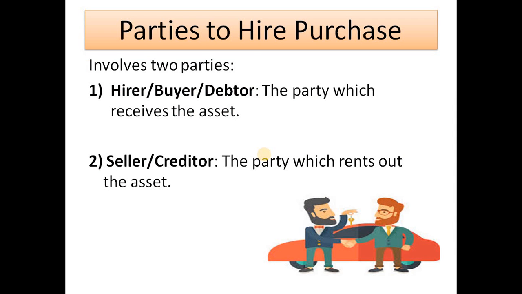Now we'll see who are the two parties involved in hire purchase. As I mentioned in the previous slide, the first party is the hirer, that is the buyer or debtor, the party which receives the asset, and the second party is obviously the seller or the creditor, the party who rents out the asset to the other party, that is the hirer. So these are the two parties involved, hirer and the creditor or the seller.